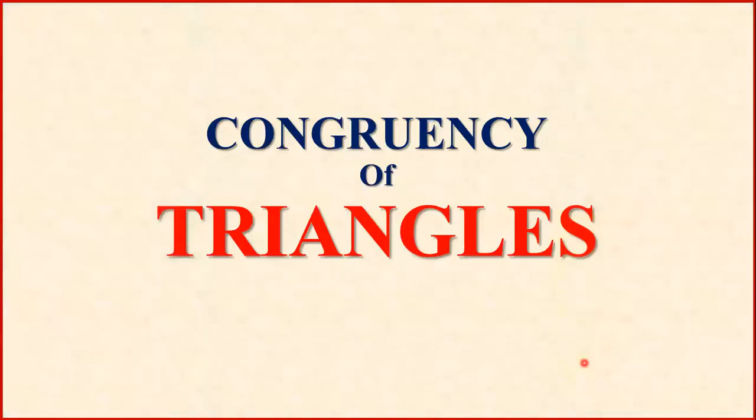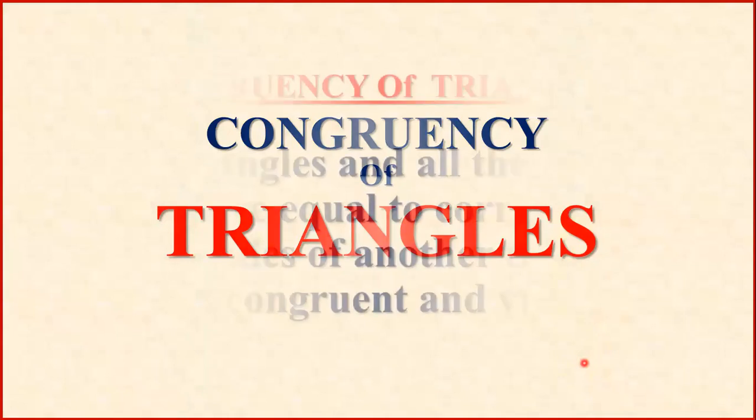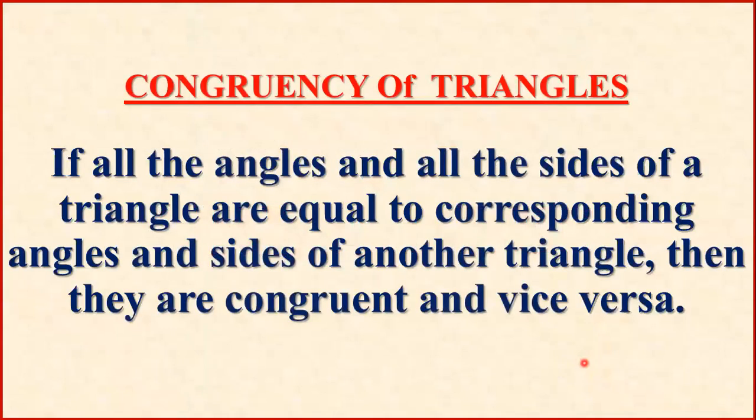Now, the congruency of triangles. If all the angles and all the sides of a triangle are equal to corresponding angles and sides of another triangle, then they are congruent, and vice versa. Vice versa means if two triangles are congruent, then all the sides and angles of the first triangle are equal to the corresponding angles and sides of the second triangle.